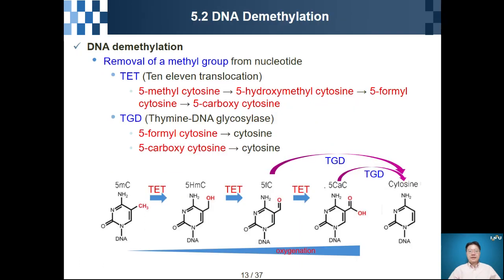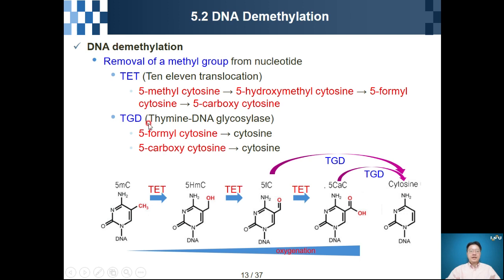In this slide, I will explain the second subject, DNA demethylation. So what is DNA demethylation? DNA demethylation means removal of a methyl group from a nucleotide. So this is 5-methyl cytosine, and finally it will become cytosine. This step we call DNA demethylation.